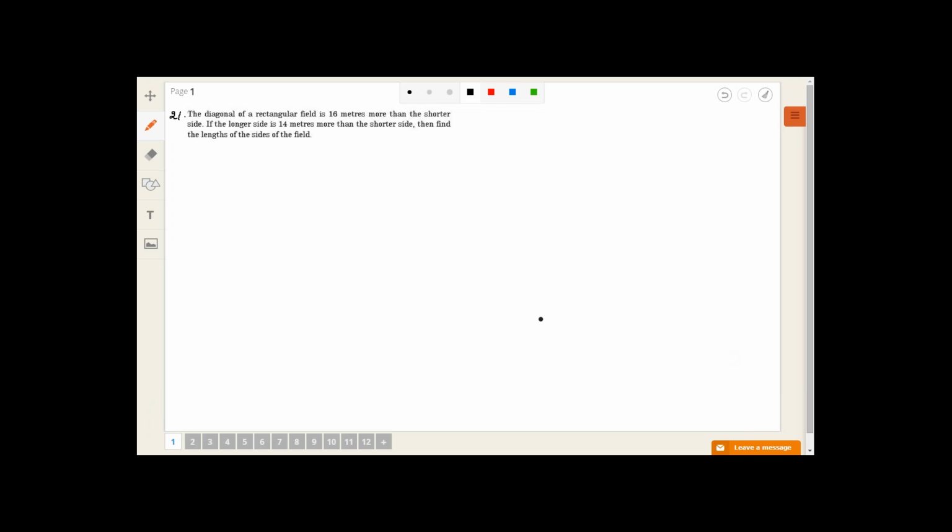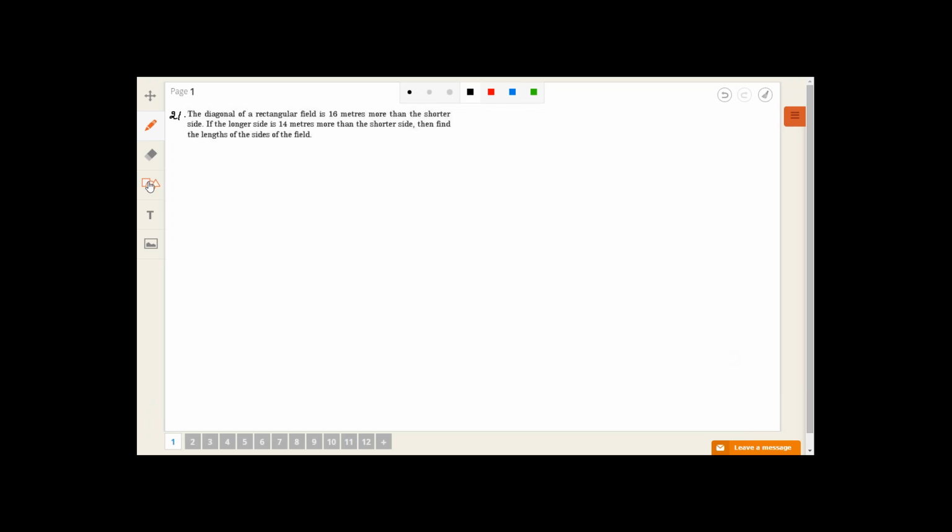Okay, now we will discuss the 4 mark questions. 21st question. It says the diagonal of a rectangular field is 16 meters more than the shorter side. If the longer side is 14 meters more than the shorter side, then find the lengths of the sides of a field. For this, first we need to draw a diagram.